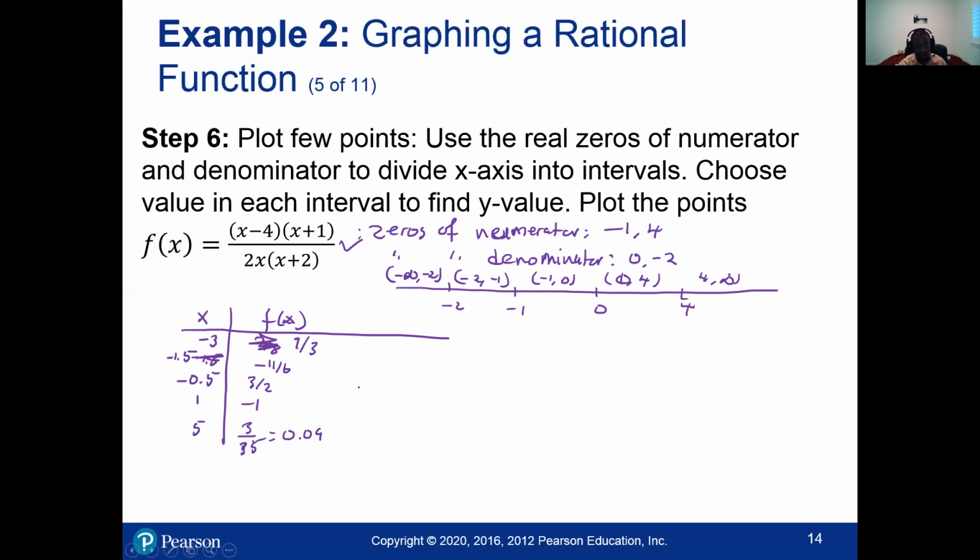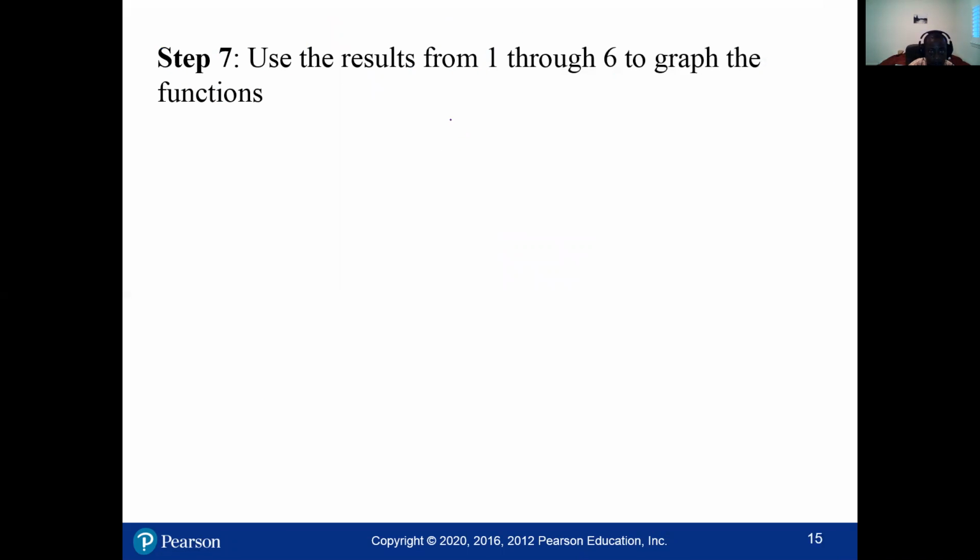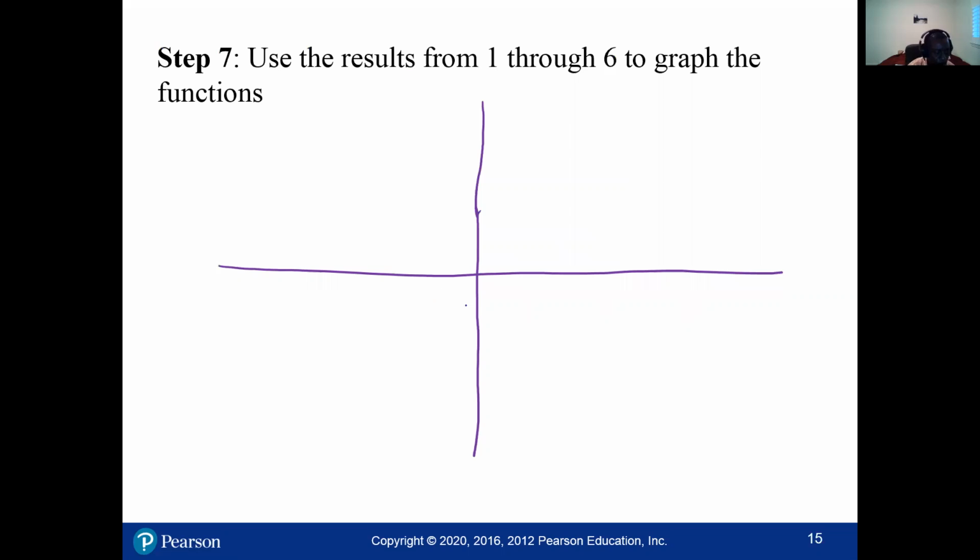Okay, so we have all this together. We want to put it and then graph the function. Okay, so let us put it together. All right, so here is our X and Y plane. Now we know our intercepts. Okay, this is 1, this is 2, 4, and 5. Okay, this is my X, Y axis. That's my X axis.